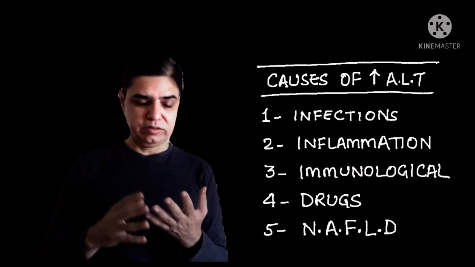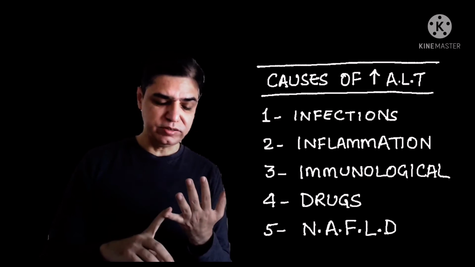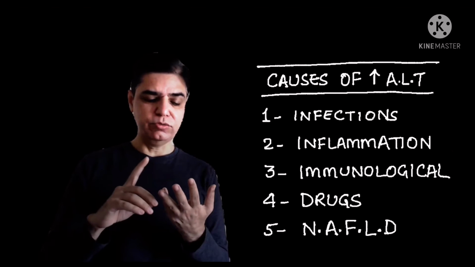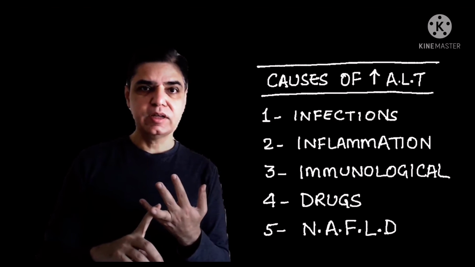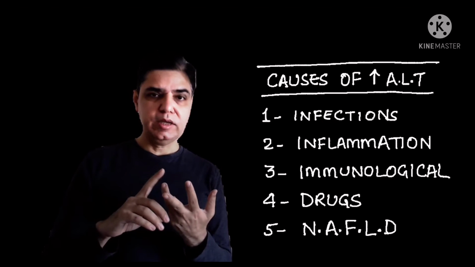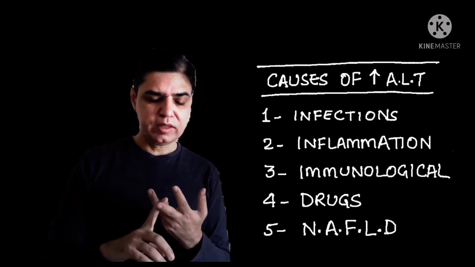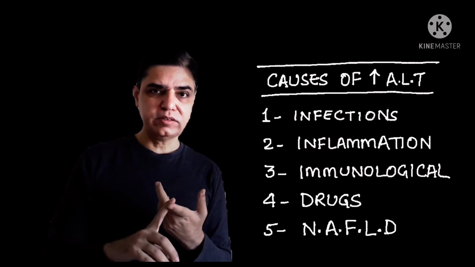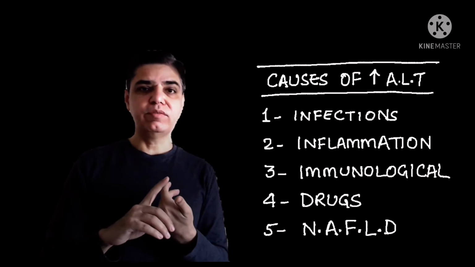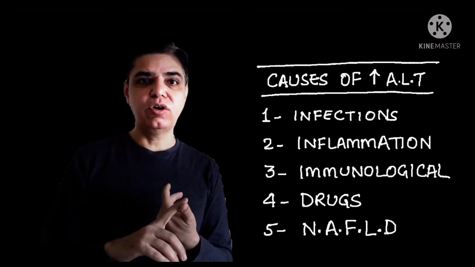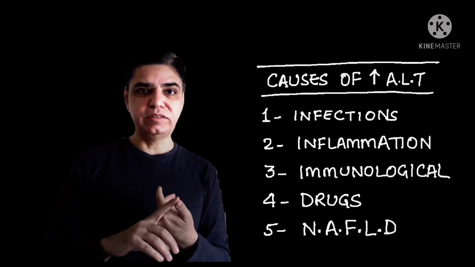Now, the causes of raised ALT or SGPT in the absence of raised bilirubin, remember a few things. Number one, infections. Number two, inflammations. Number three, immunological conditions. Number four, drugs. And number five, what we call a fatty liver, non-alcoholic fatty liver disease. Now let's take them one by one. So the first one is infections.